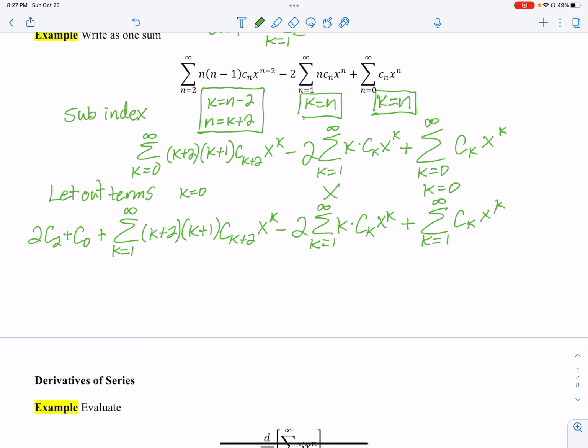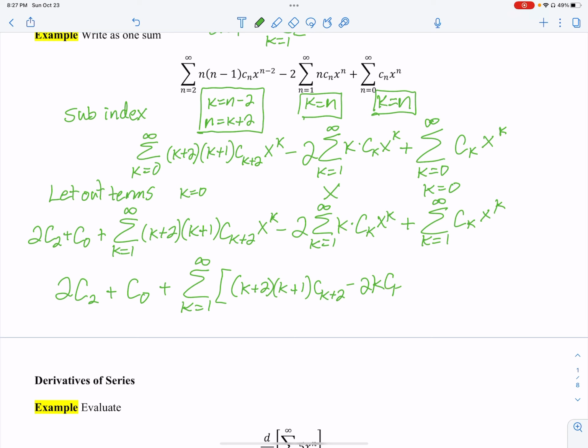So now I can add all those summations together, leaving me with 2c2 plus c0, plus the summation of k equals 1 to infinity. I open a bracket, k plus 2, k plus 1, c(k+2), minus 2k ck, plus ck, and then all that's going to be times x to the k. Oof.